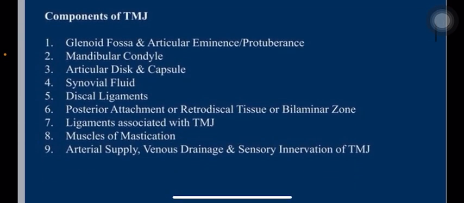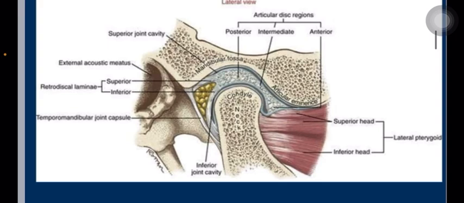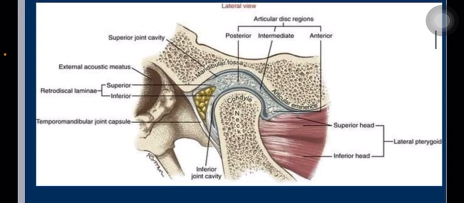Now the components of TMJ are the glenoid fossa, articular eminence, mandibular condyle, articular disc and capsule, synovial fluid, discal ligaments, posterior attachments or retrodiscal tissues, ligaments associated with TMJ, muscles of mastication, the arterial supply, venous drainage and sensory innervation of TMJ. This is the diagram showing the lateral view of the temporomandibular joint.